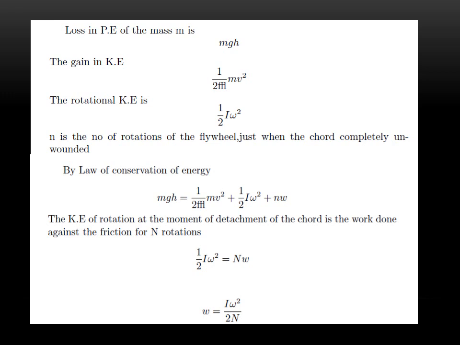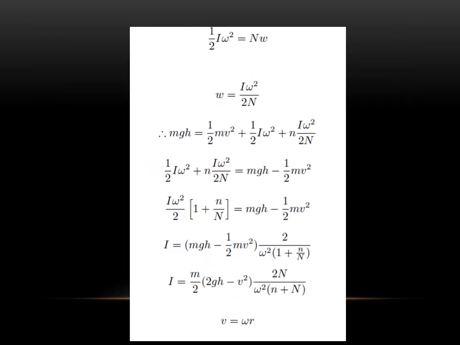Okay, so the rotational kinetic energy will be completely used for rotating the flywheel N times. So that means the rotational kinetic energy, half I omega square, should be equal to capital N into w. Please remember, capital N is the number of rotations made by the flywheel after the complete detachment of the mass m. So from this expression we will get w. I omega square is equal to Nw, so w can be calculated as I omega square by 2N.